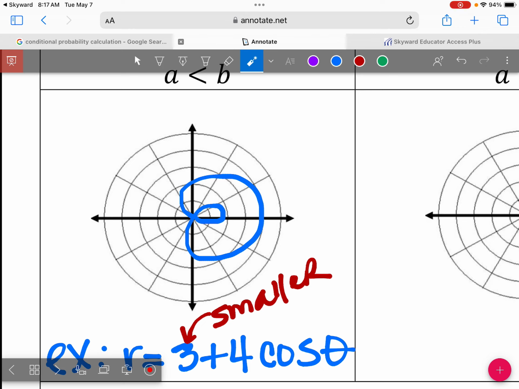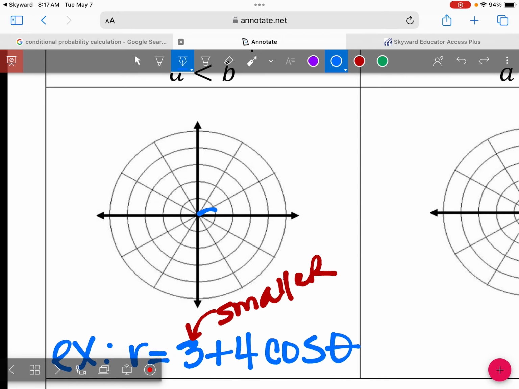And again, you're going to sketch it out to the best of your ability. Here, let me try to draw that again. So we have an inner loop. And there are a lot of things that determine how far it reaches out to the edge, how far your loop is. But again, we're not talking about that today. We're doing a very, very basic sketch of each one of these graphs.